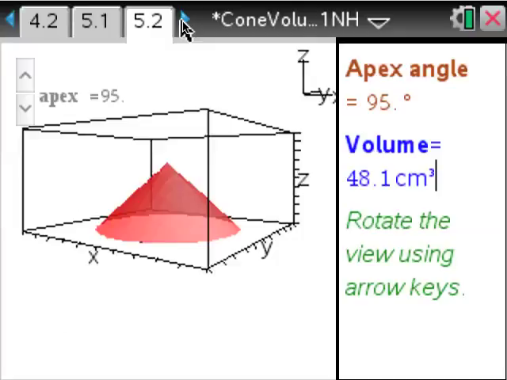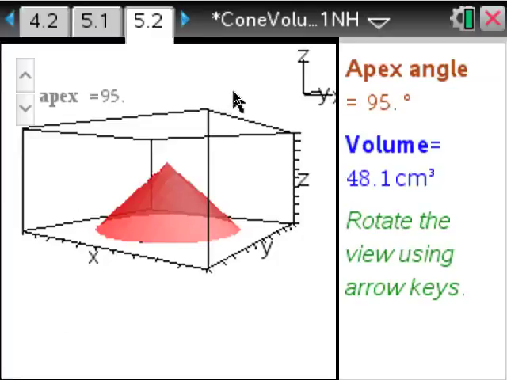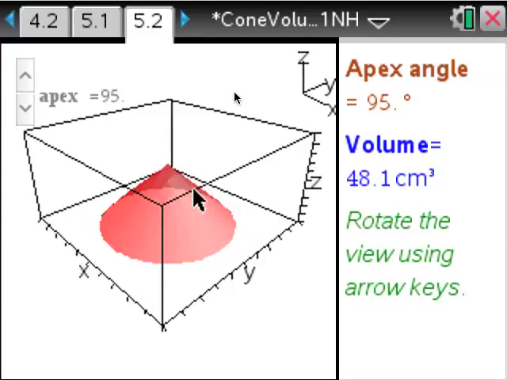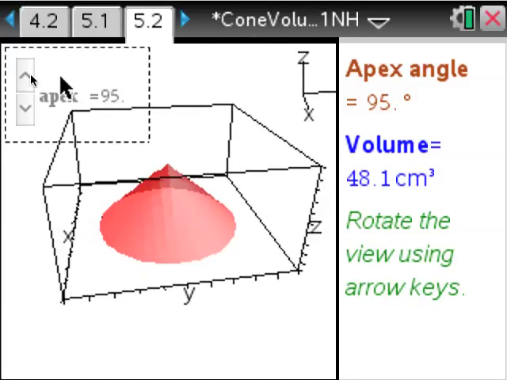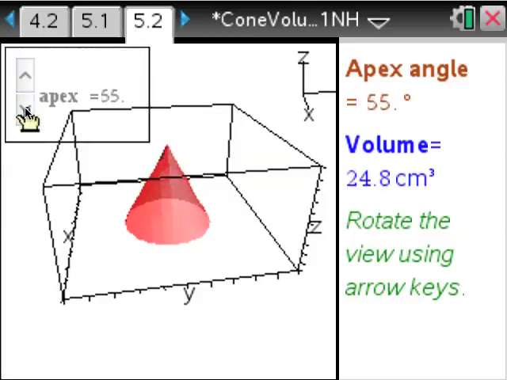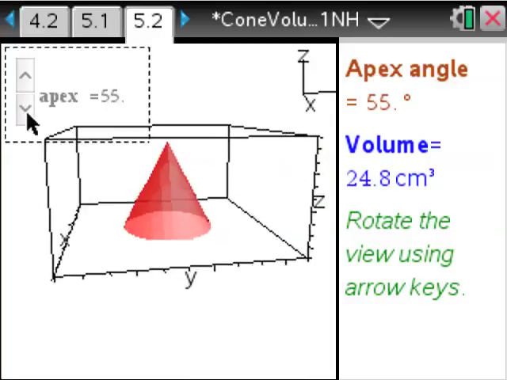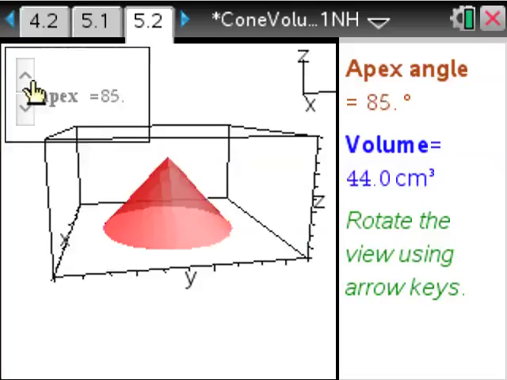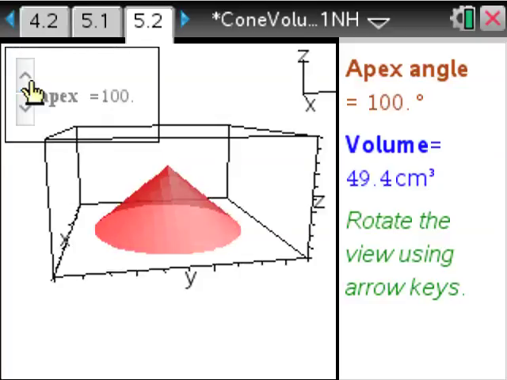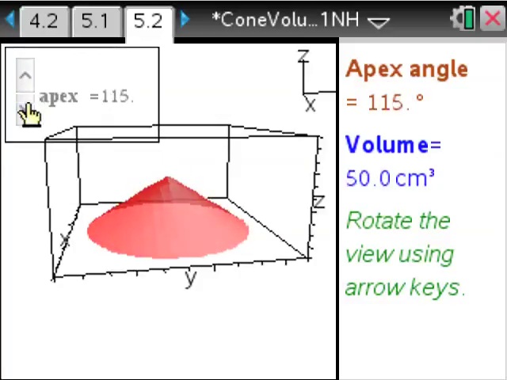So there is an issue of what is the maximum volume that you can get within this sort of setup. And so on page 5.2 we have a picture of a cone, and we have complete control over what apex angle to change. So if we increase the apex angle, we get a shorter, fatter cone, and if we decrease it, we get a taller, thinner cone. And on the right hand side we see that the volume changes in accordance. And the challenge is to find out what is the value of the apex angle that leads to a maximized volume. And it's in the region of around about 110 or thereabouts, but it's not exactly 110.